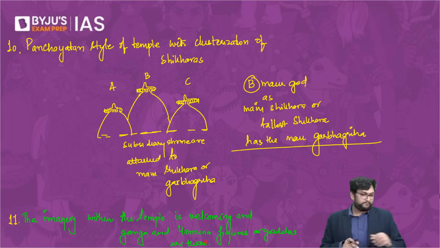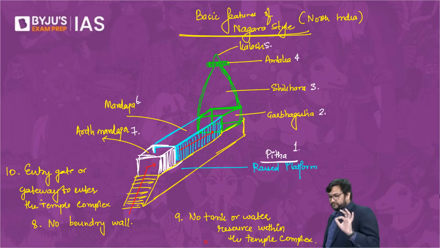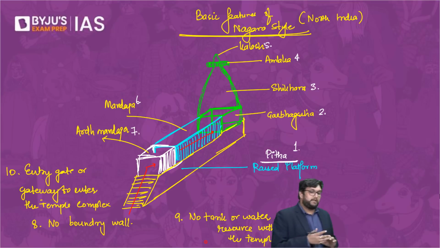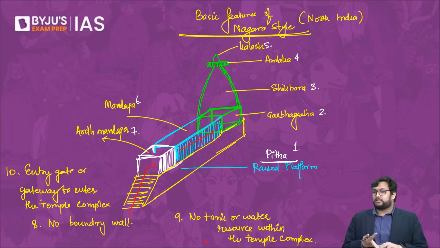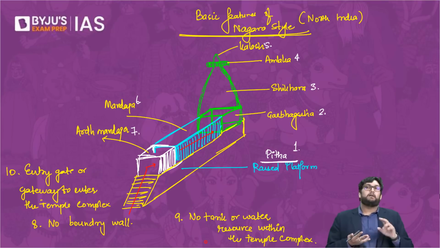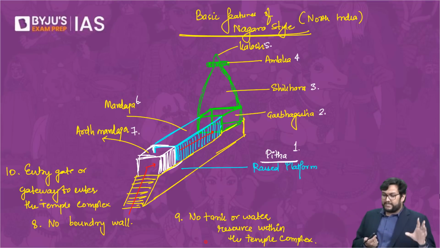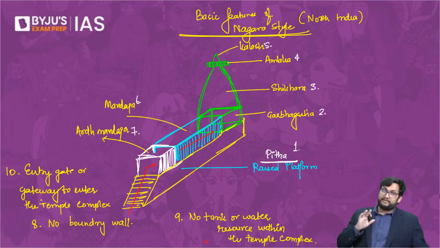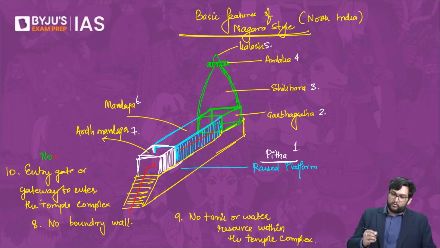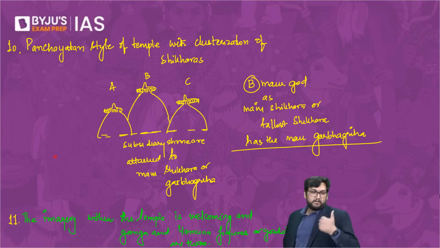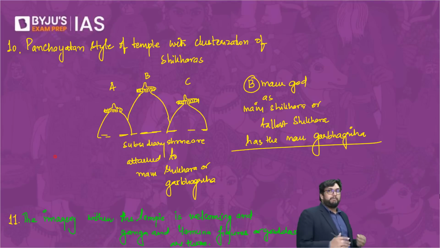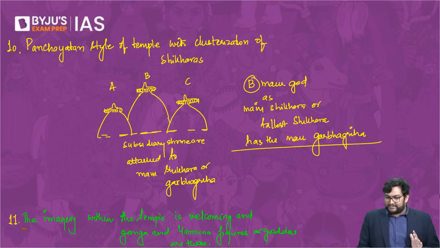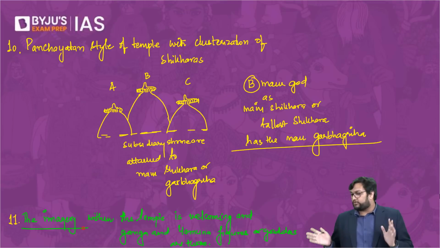Now, what have I established? Pitha, Garbhagriha, Shikhar, Amlaka, Kalsha, Mandapa, Ardhamandap, and thereafter no tank or water resources within the complex, no entry gateway, no boundary wall. Thereafter, Panchayatan, clusterization of Shikhar, and the main god is under the biggest Shikhar. And the imagery is welcoming with the Ganga Yamuna complex.